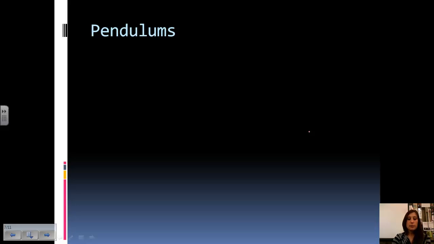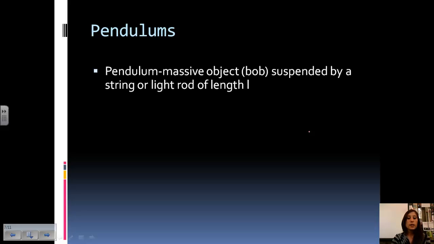Pendulums are also an example of simple harmonic motion. A pendulum has a massive object, which we call a bob, suspended by a string or a light rod of length L. So L here would be a small l. Usually you have some sort of a string with an object, and then you would pull it back, and basically it's going to have this harmonic motion back and forth.